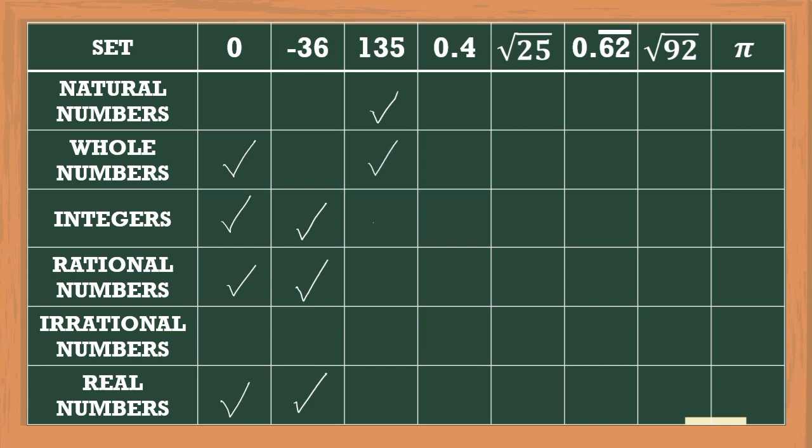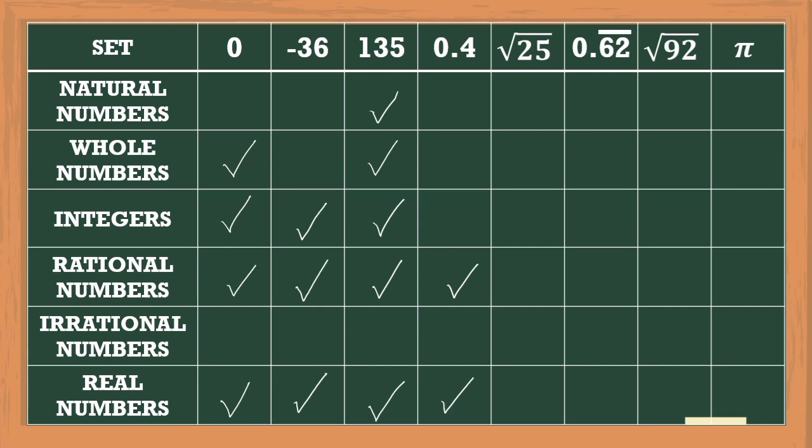Integer, yes. And rational number, of course. And then real number, yes. Next, 0.4 or 4/10. So, hindi po siya counting number dahil decimal siya. Decimal number. So, whole number, hindi rin po. It's because hindi siya buo. And then integer, hindi rin po siya. Rational number, yes. So, rational number po yung 0.4. It's because pwede po natin siyang gawing fraction. And then, real number, of course.